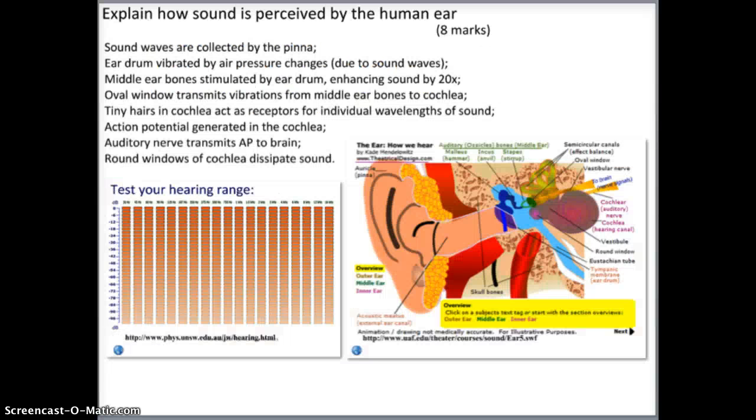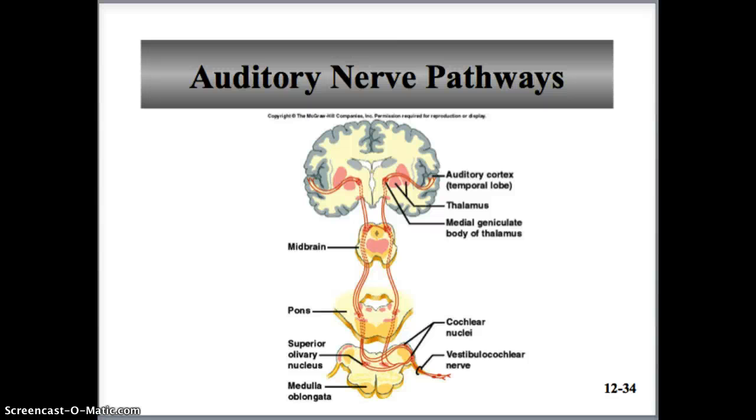Here's also another summary of how sound is perceived by the human ear. So here it's showing our pathway. Here's our vestibulocochlear nerve coming from our ear. It starts here, goes through the medulla, and then up through the pons and midbrain. After it's out of the brainstem, it will travel to the thalamus, found here, and then finally to the auditory cortices, where it will be interpreted. And this right here is found in your temporal lobe.